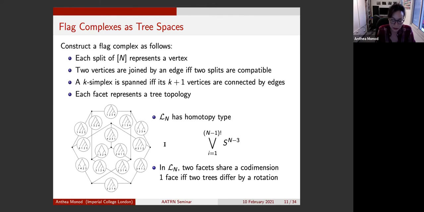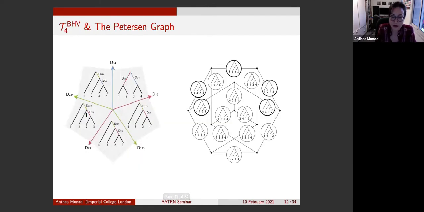So let me give you a more concrete example of what this means. The figure on the left is an example of some of the orthants of BHV space with four leaves. In this orthant, you have this tree topology, 1, 2, 3, 4. It's defined by these two internal edges: the internal edge connecting leaf one to the 2, 3, 4 set of leaves, and then this is the internal edge connecting to the 3, 4 set of leaves here.